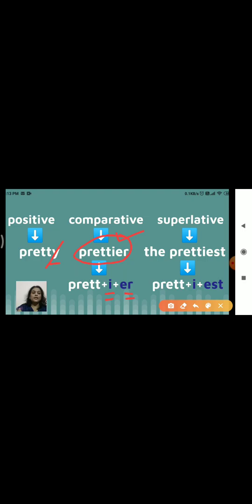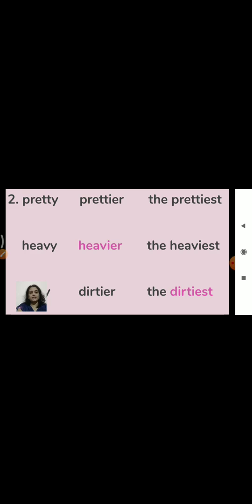And now how will the superlative degree be formed? Same way, we cut down the Y. We added I and EST. We got our word prettiest. Okay, so in this way, we have our comparative and superlative degrees formed. Pretty, prettier, the prettiest.